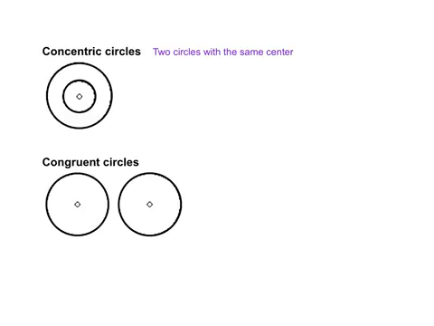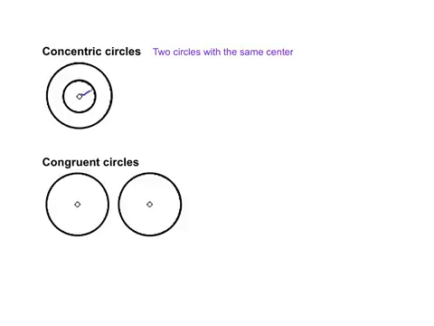All right, so concentric circles, we want to go ahead and fill in. These are two circles with the same center. So if you look at the picture, here's the center of the circle. This is the center for this inner circle, and it's the center for the outer circle. You can see the circles are not the same size. The radius would not be the same.